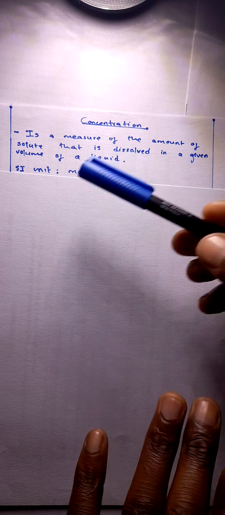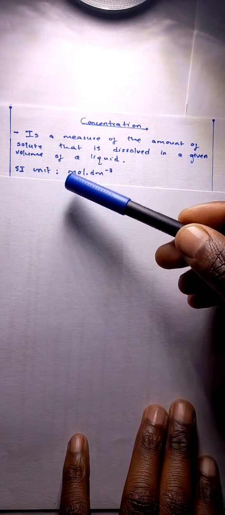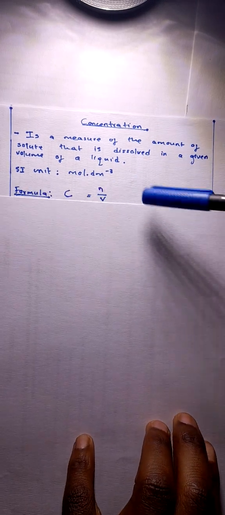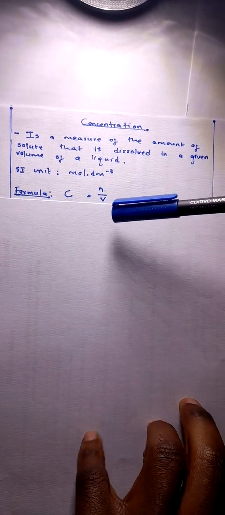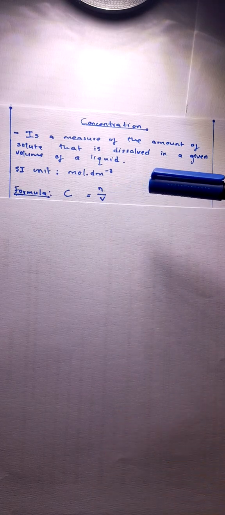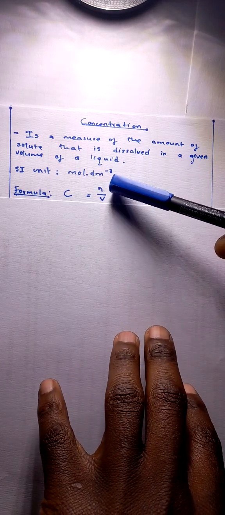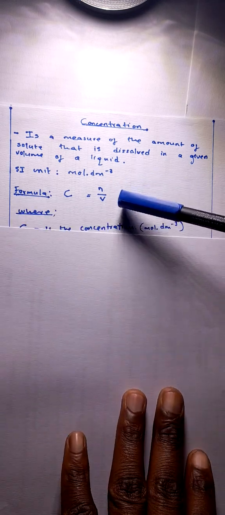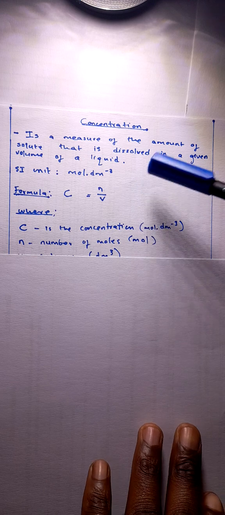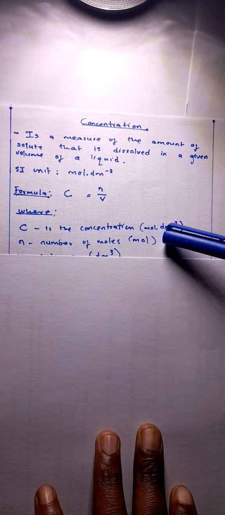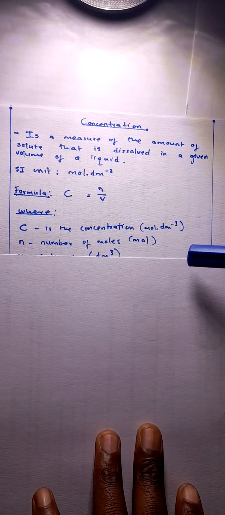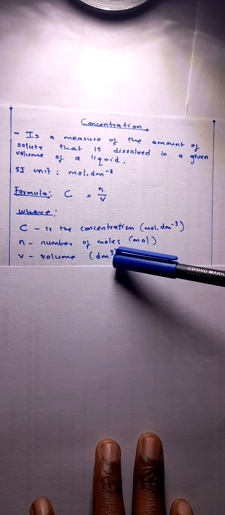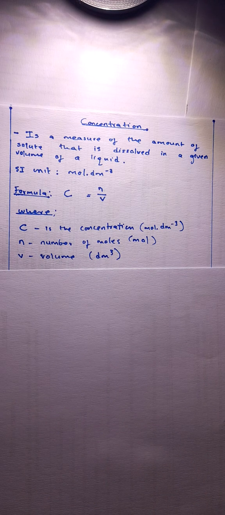The SI unit that we use for concentration is mole per cubic decimeter. The formula we use is concentration is equal to number of moles over volume. Number of moles we know is in mole, and volume we know is in cubic decimeter, so the concentration is mole per cubic decimeter.